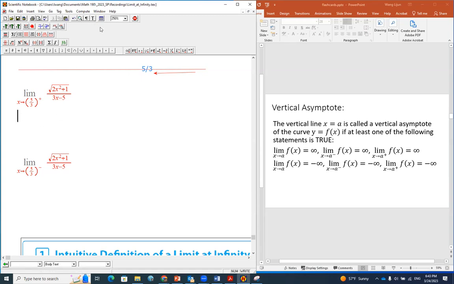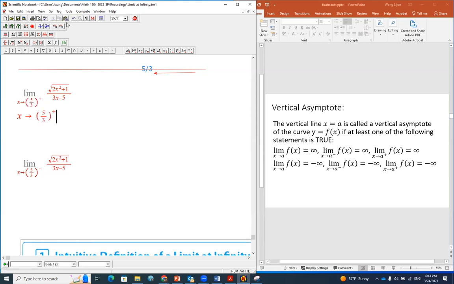When x is approaching 5/3 from larger, that means x is larger than 5/3. Okay, we're getting closer and closer, as close as possible. As a result, 3x minus 5 is approaching 0 from larger than 0. The denominator approaching 0 as close as possible to 0, but never 0. But the top, what does the top approach to?